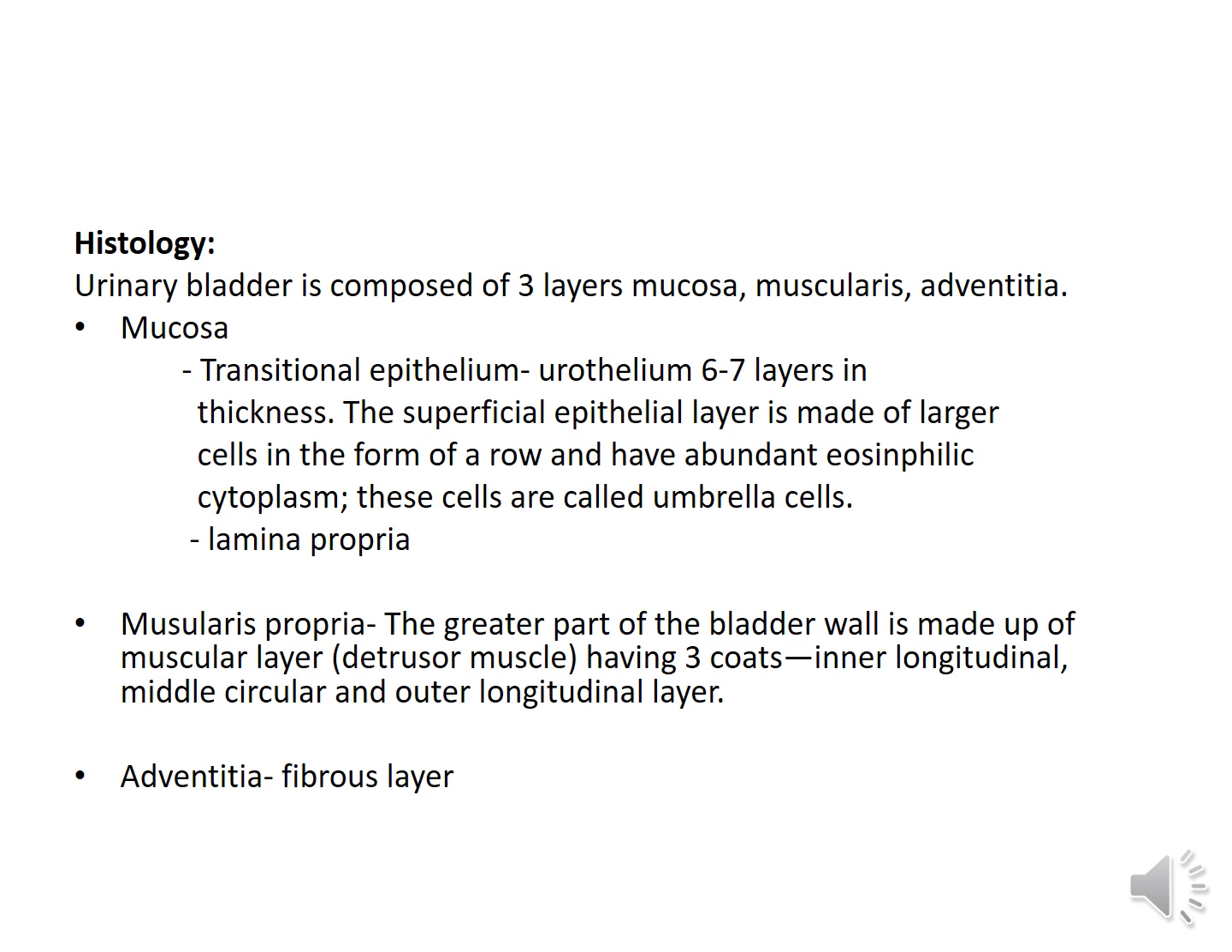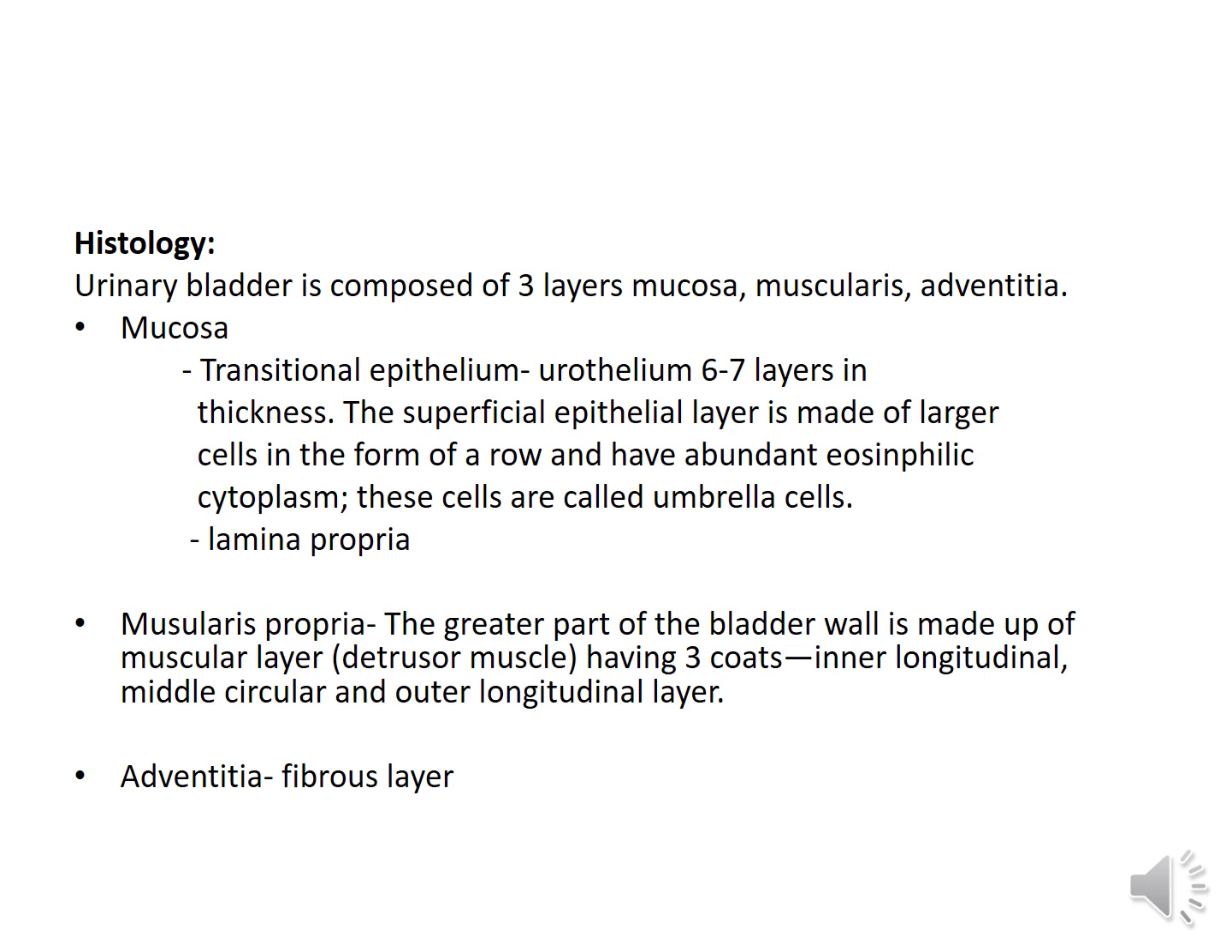The superficial layer of this urothelium is called umbrella cells, and these cells are larger. They are in the form of a row and they have abundant eosinophilic cytoplasm. Below this epithelial layer there is lamina propria. So this composes the mucosa. Below this mucosa there is muscularis propria.